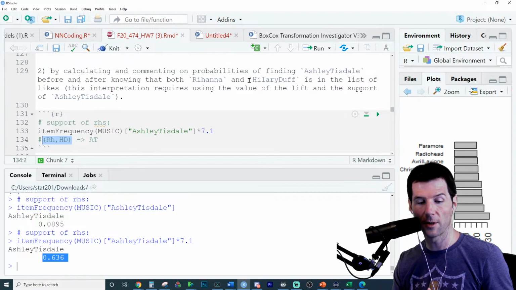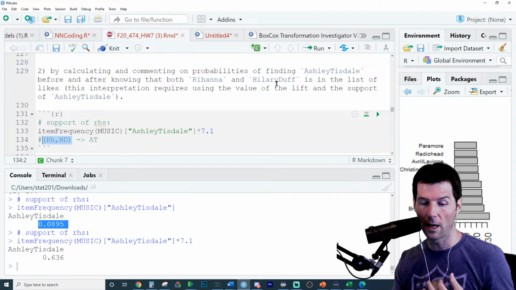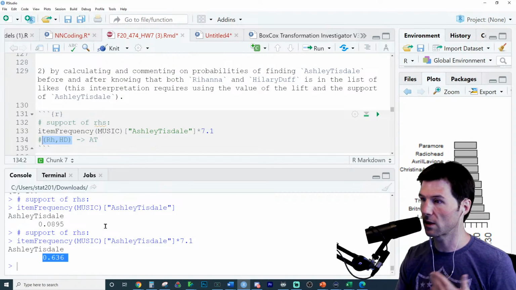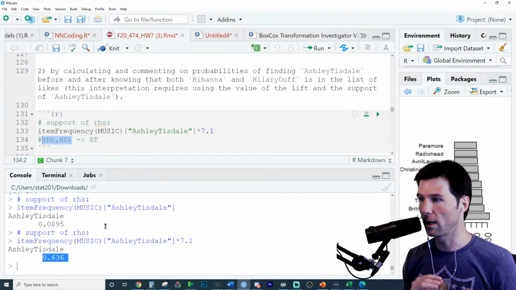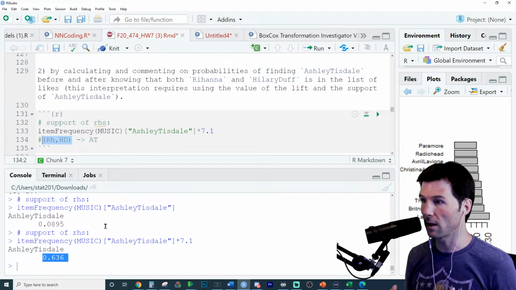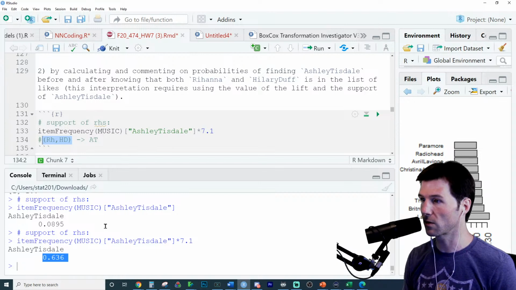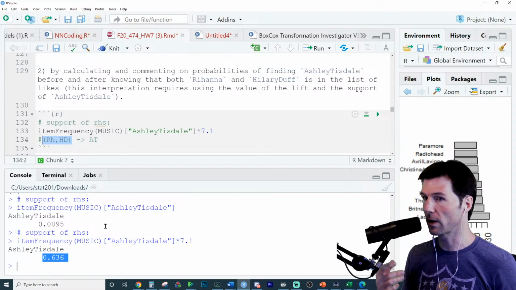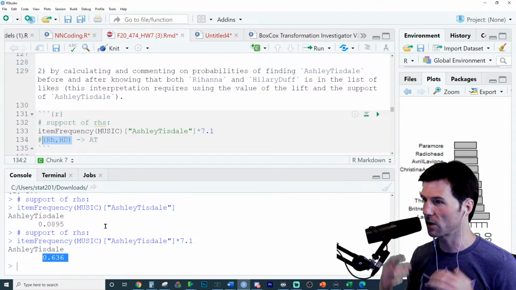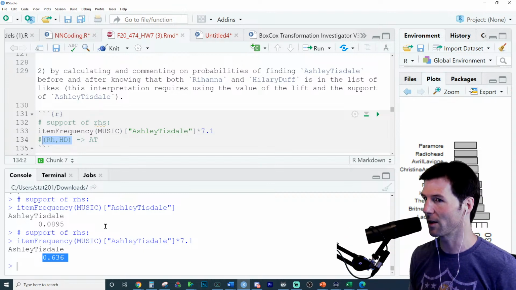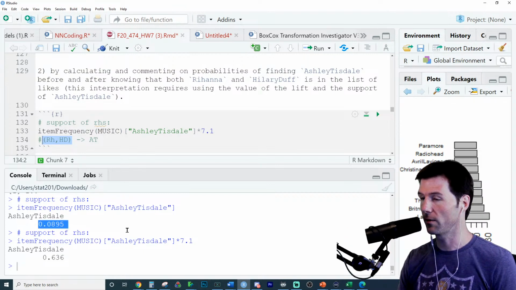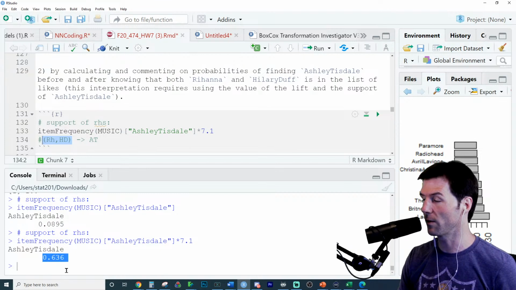By calculating and commenting on the probabilities of finding Ashley Tisdale before knowing, this is before knowing, and then knowing if it's in the list, we can use the lift right there and explain how before knowing any information about 9% of people, after knowing this information, it increases by a factor of 7.1, which is the lift. And so we get kind of what's called a posterior probability, which is like after we know something. Prior to any knowledge, we have this probability, and post knowledge, we have this.